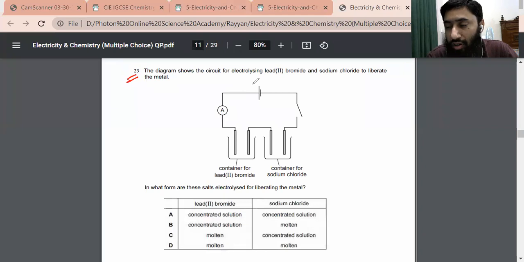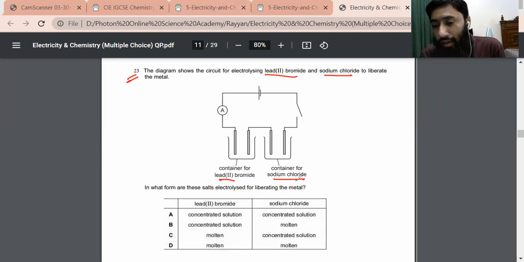The diagram shows the circuit for electrolyzing lead bromide and sodium chloride to liberate the metal. Container for lead bromide, container for sodium chloride. In which form are these salts electrolyzed for liberating the metal? Lead bromide.